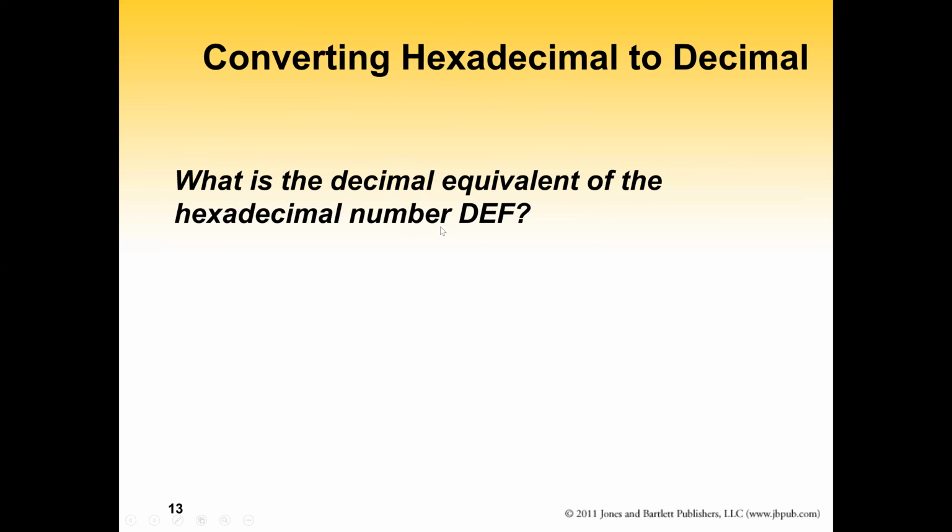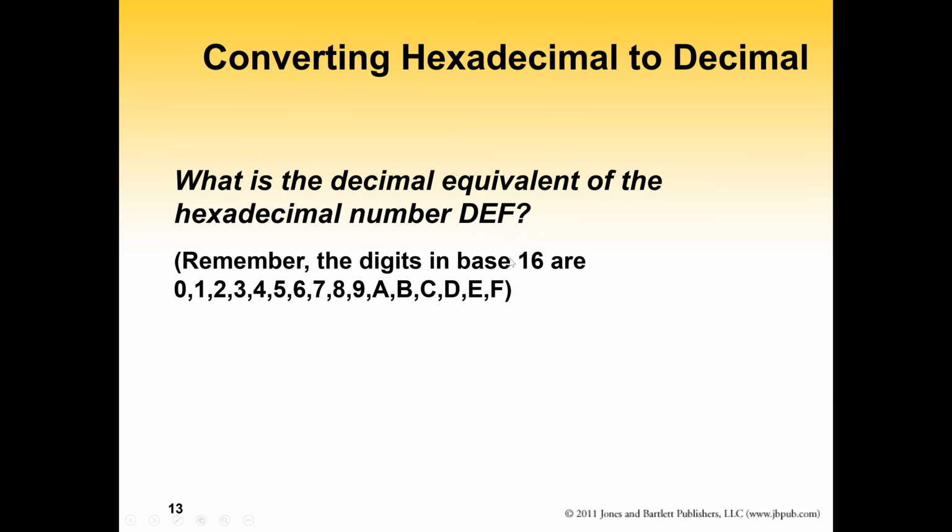We said again, A is 10, B is 11, C is 12, D is 13. For this number, D, E, F, in my head, if I'm going to do a calculation, I will assume D is 13, E is 14, F is 15. Now we are converting our number to decimal. Remember that the digits in base 16 are from 0 to 9, then A to F. A is 10, F is 15. So from 0 to 15, the total digits are 16. So the base is 16.